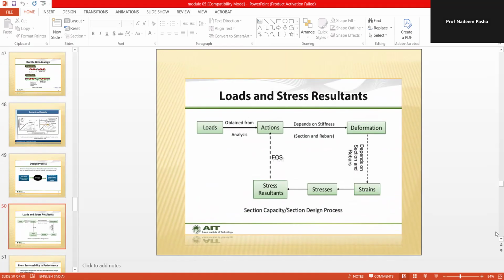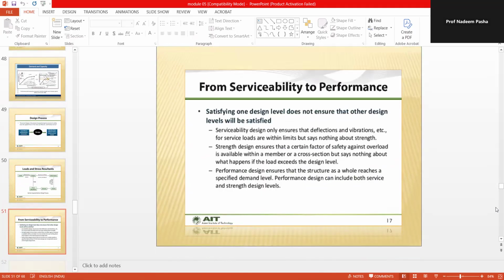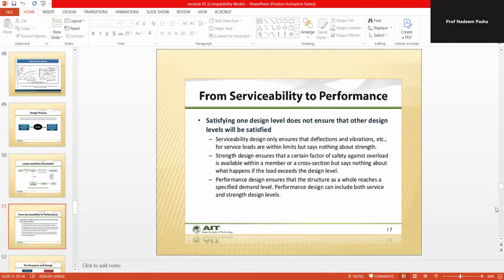Loads often come from analysis; action depends upon the stiffness and deformation. This is the section capacity, section design process, the stress resultants, stresses and strains. From serviceability to performance. Satisfying one design level does not ensure the other design levels will be satisfied.